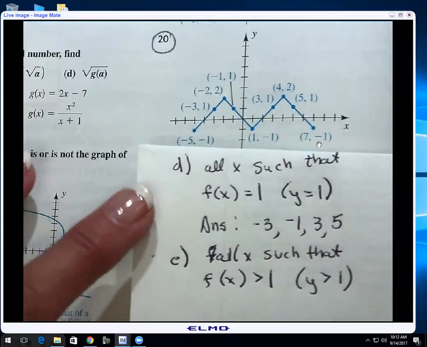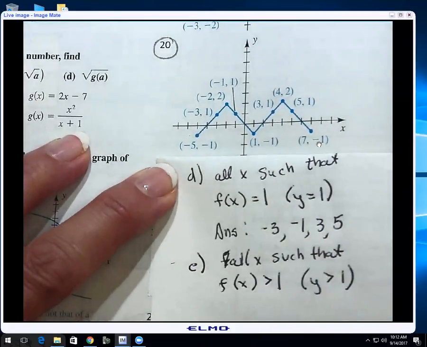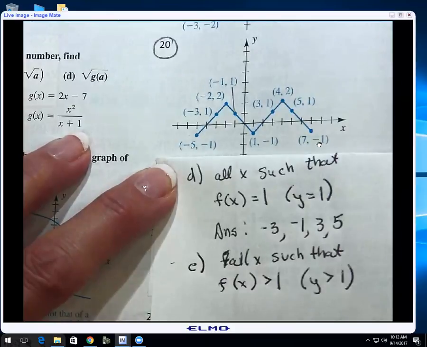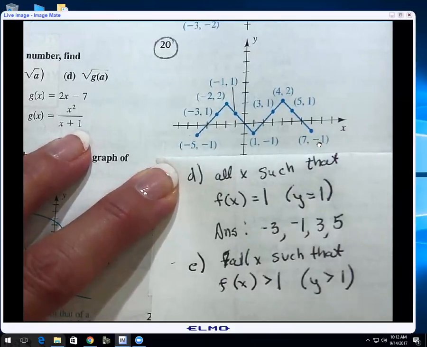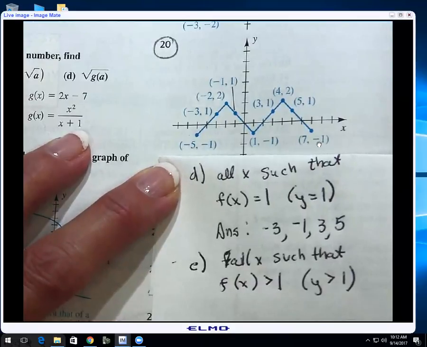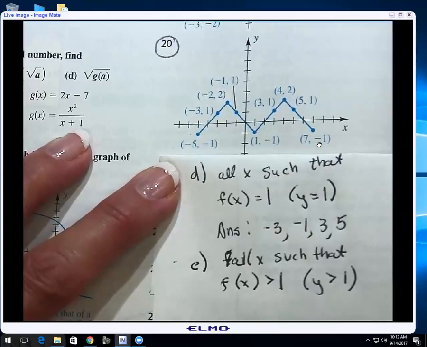What do you think that answer is? Negative 2, certainly that would be true. 4, that would certainly be true. Are those the only 2 points on the graph where the y is bigger than 1? The answer is no, but why?